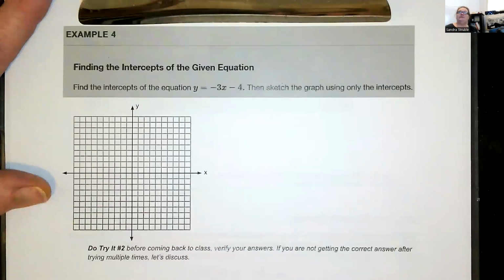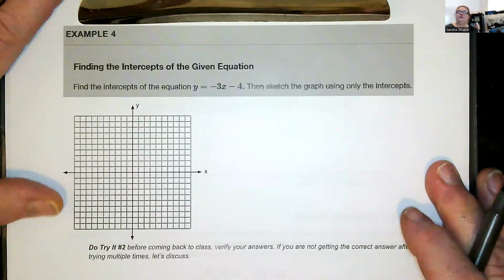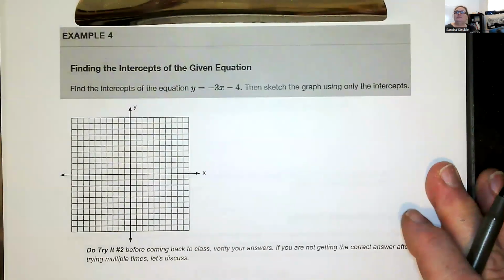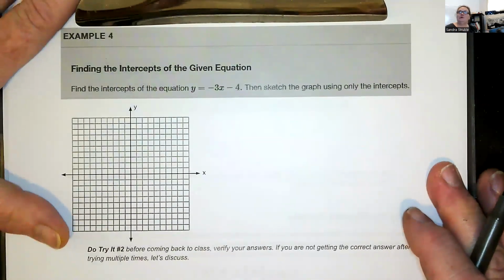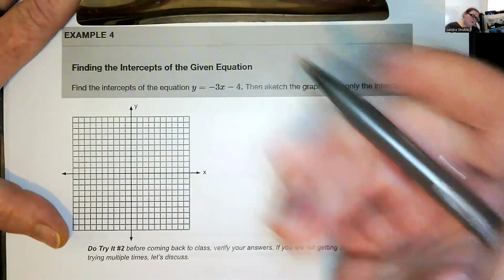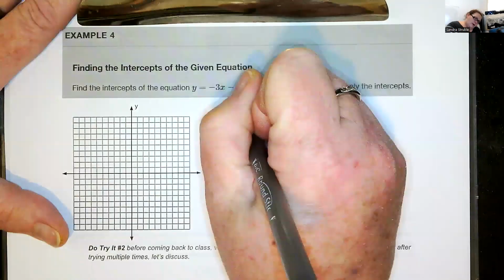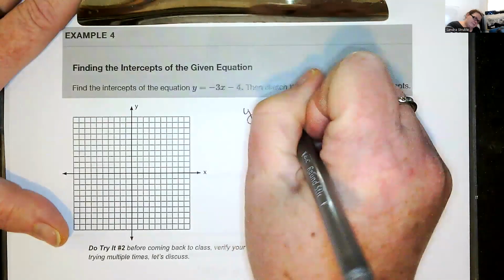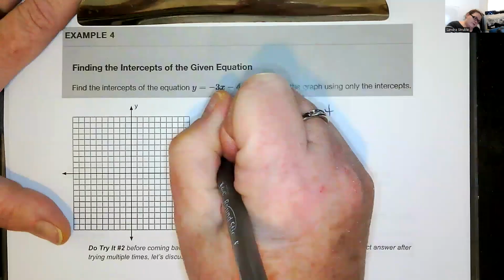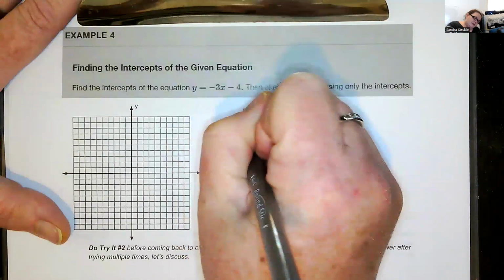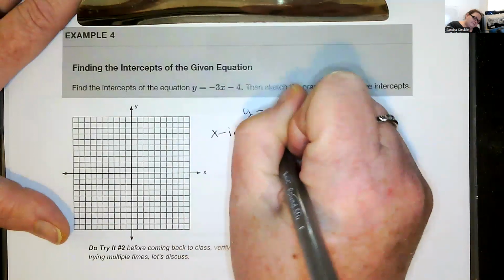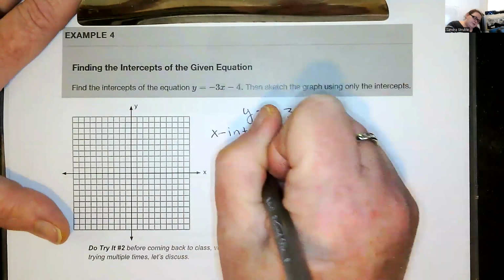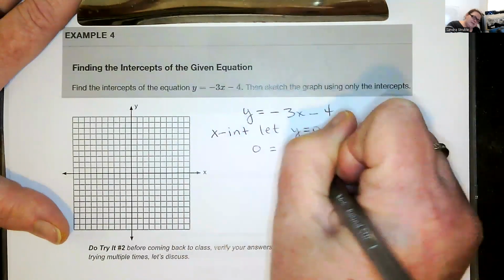All right. Example 4. Finding the intercepts of a given equation. Find the intercepts of the equation y equals negative 3x minus 4, then sketch the graph using only the intercepts, just like what we did. So y equals negative 3x minus 4. To solve for the x-intercept, let y equal 0. So 0 equals negative 3x minus 4.